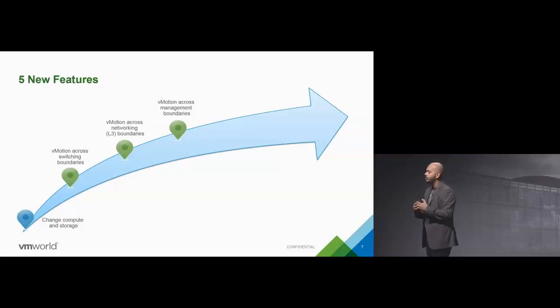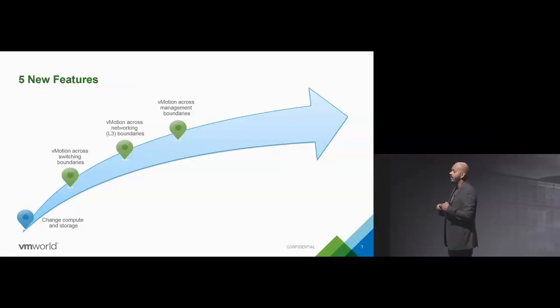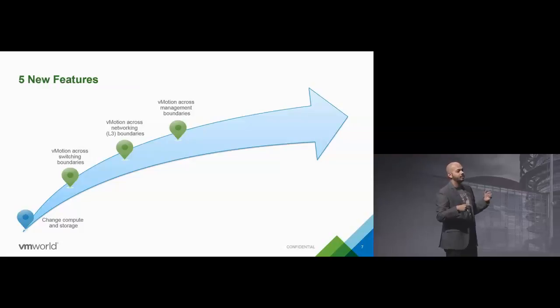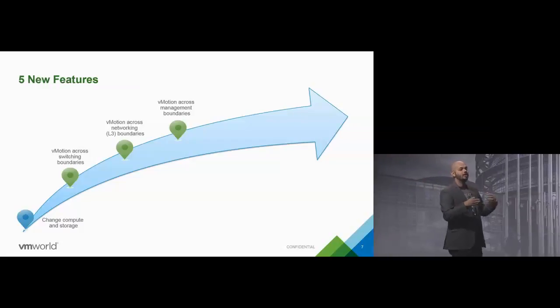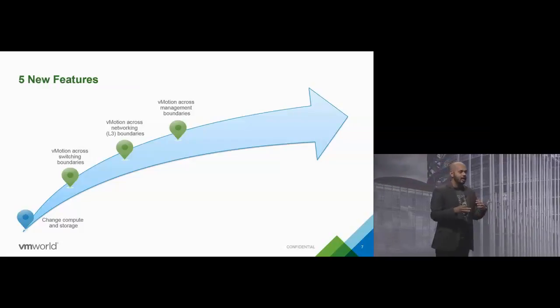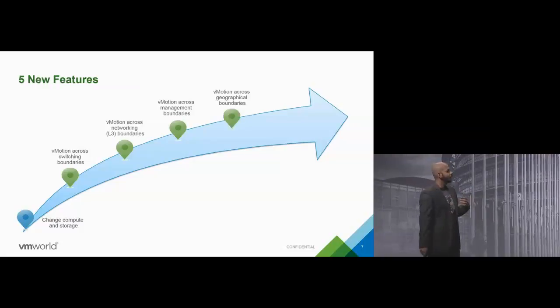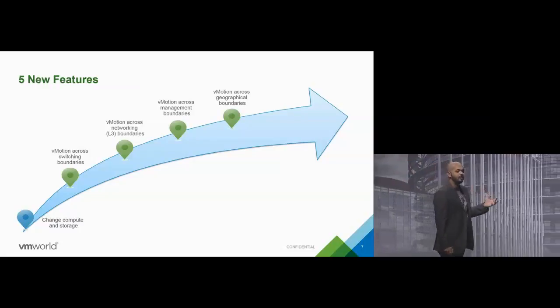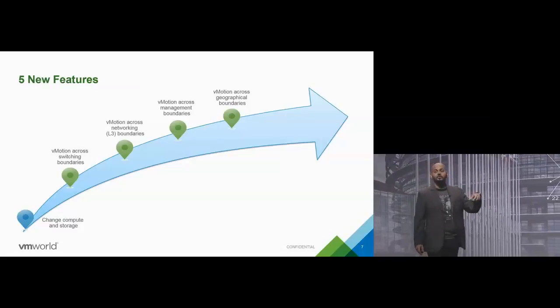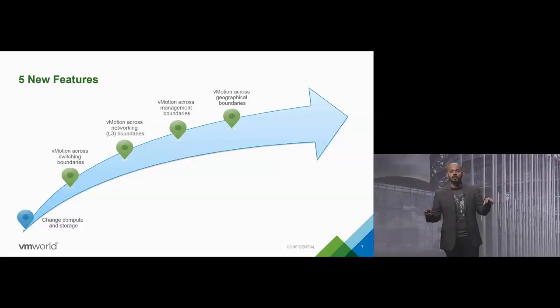So you can do it across L3 networks now, and then vMotion across management boundaries. What I mean by management boundaries here is vCenter specifically. So you can now migrate from one vCenter to the other. But these three were just the building blocks. What we really wanted to do was vMotion across geographical boundaries. Yes, that's right. You can now vMotion from one part of the world to another part of the world.